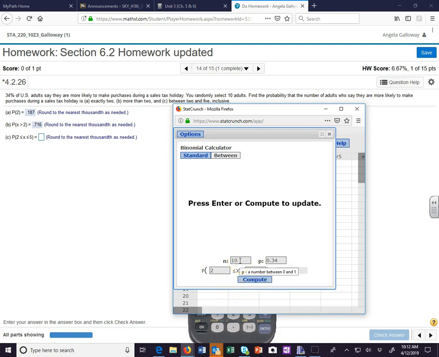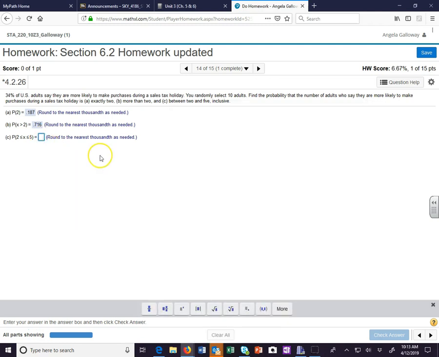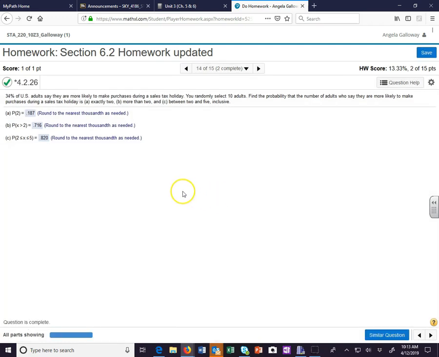And let's see, did this change? Yeah, so it kept all our N and P and all that. So between 2 and 5, it says is 0.8199. If we round to the nearest thousandth, that would be 0.820. So let's see if it likes that. Okay. So that's how you would do that.